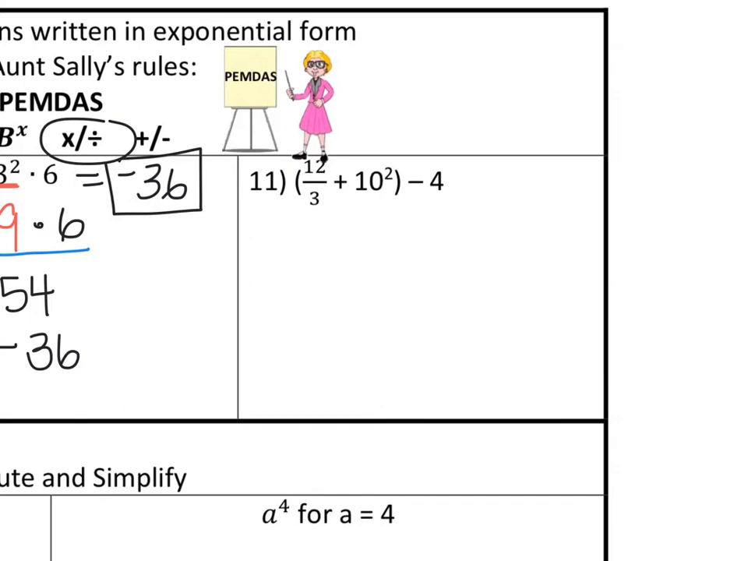So again, we have to do what's inside parentheses first. So let's simplify what's inside parentheses. 12 divided by 3 is 4.